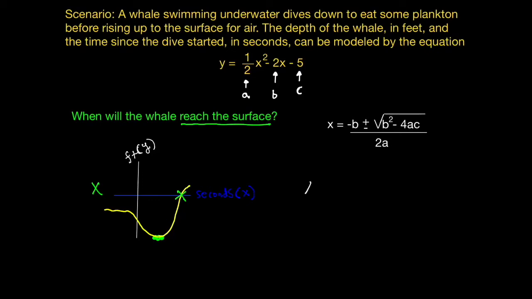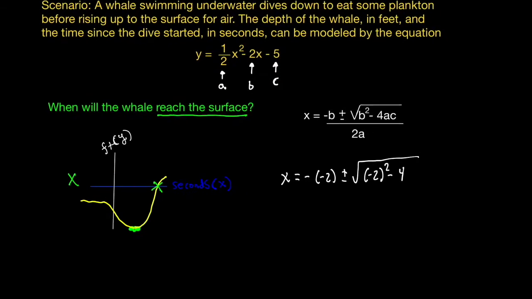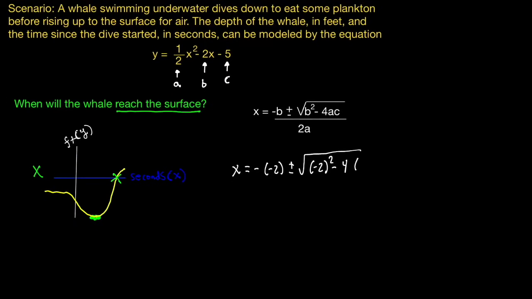So I'm going to get that x is equal to negative 2, since my b value is negative 2, and that's going to be plus or minus the square root of negative 2 squared minus 4 multiplied by a multiplied by c. So multiply it by 1/2 and then multiply it by negative 5. That's going to get divided, or everything's going to get divided by 2 multiplied by a, and the a value is 1/2.